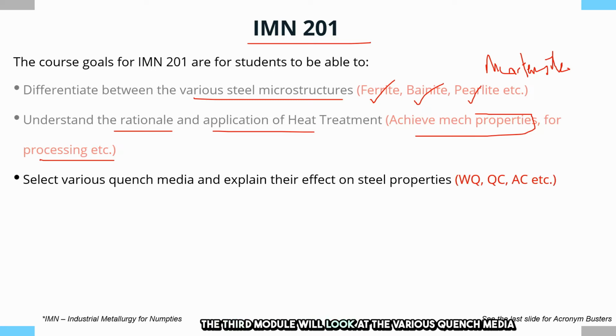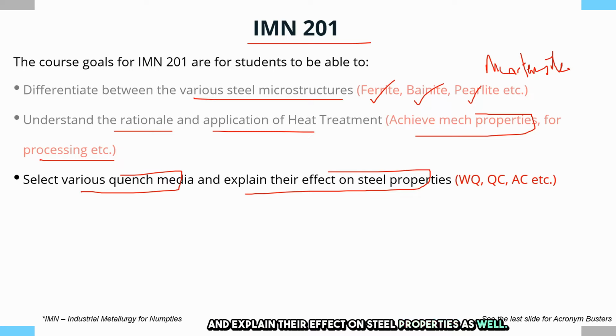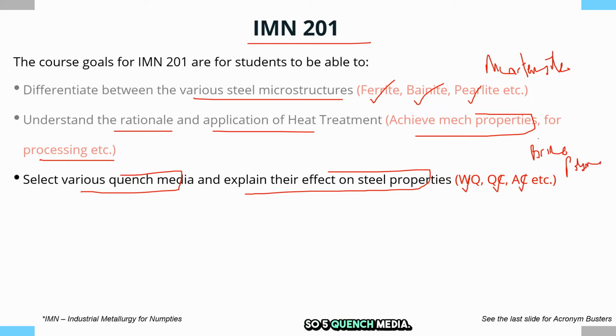The third module will look at the various quench media and explain their effect on steel properties as well. So we'll look at water quench, oil quench, air cool, and then something we call brine quenching, which is basically salt in water, and also polymer quenching as well. So 5 quench media.